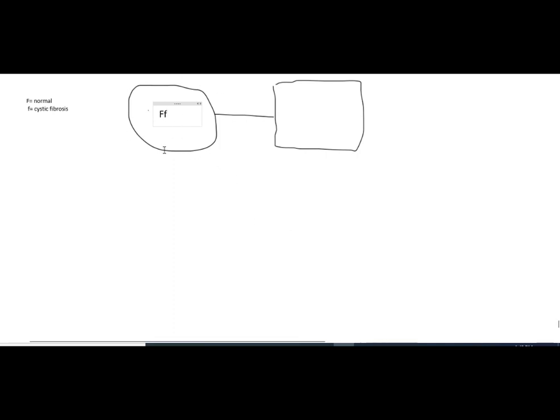And let's say this individual was going to mate with this sperm. And in this example, let's say that this individual also knew they were a carrier of cystic fibrosis. So they are also heterozygous and would have one big F and one little f.